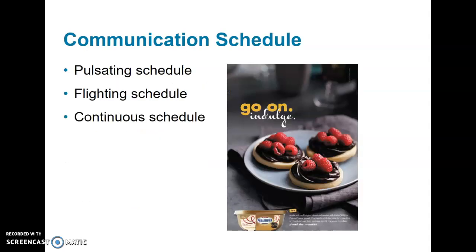Communication budgets can be scheduled in 3 different ways. A pulsating schedule involves advertising throughout the entire year with bursts of additional spending at select times, such as holidays. A flighting schedule allocates the budget only during peak times, with no other times during the year. In allocating its marketing communications budget, a ski resort in Colorado would tend to use the flighting schedule. The continuous schedule divides the budget equally throughout the entire year.